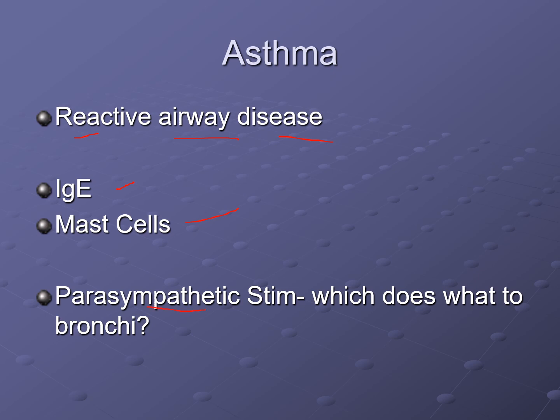Parasympathetic stimulation will cause bronchoconstriction, right? So sympathetic stimulation causes bronchodilation, parasympathetic would cause bronchoconstriction, and therefore we might want to use a parasympathetic blocker, something like Atrovent, that would help stop that constriction and allow the bronchi to dilate more. There's lots of other things that we can use for asthma. If it's a histamine issue, we can use an antihistamine. If it's a leukotriene issue, we can use a leukotriene blocker.